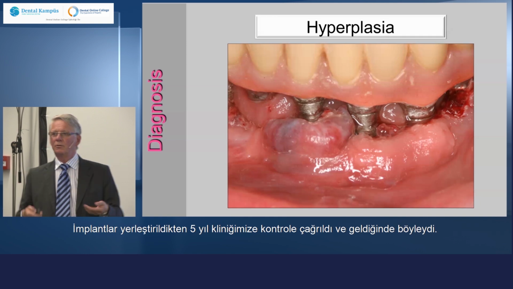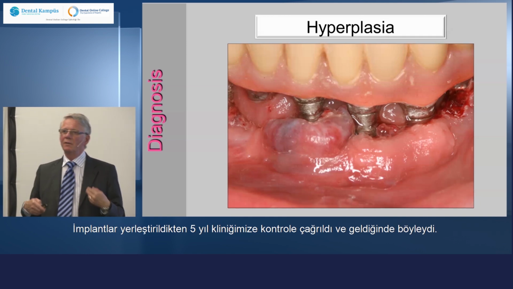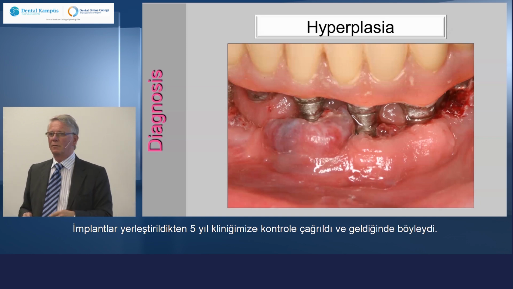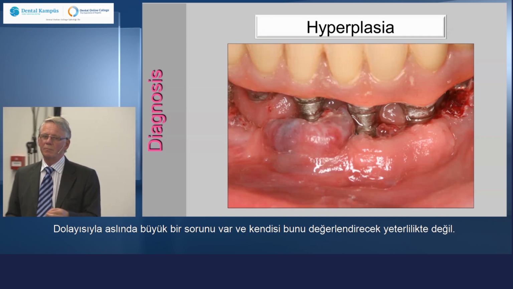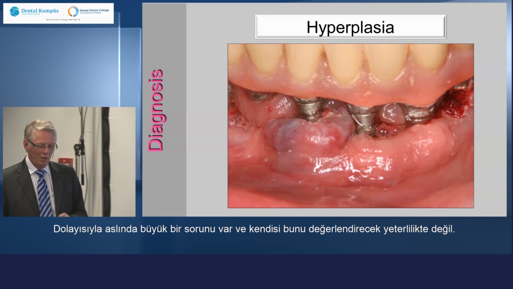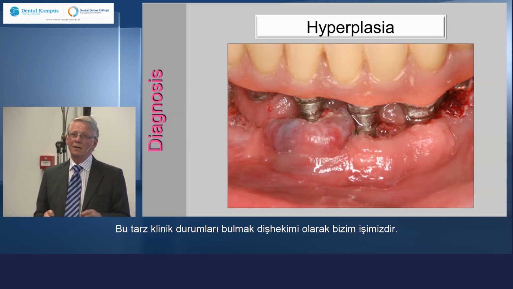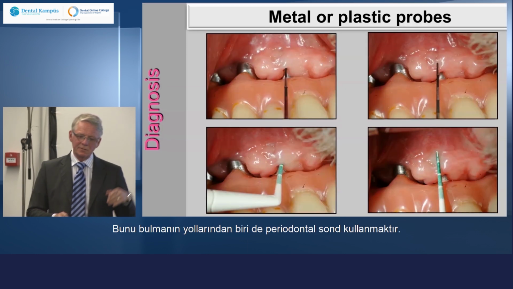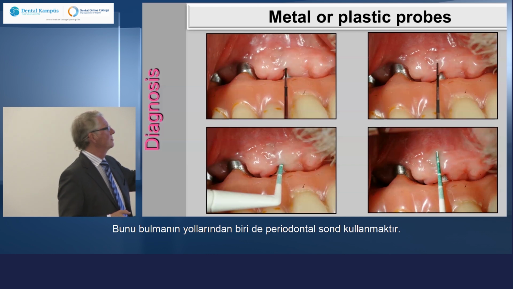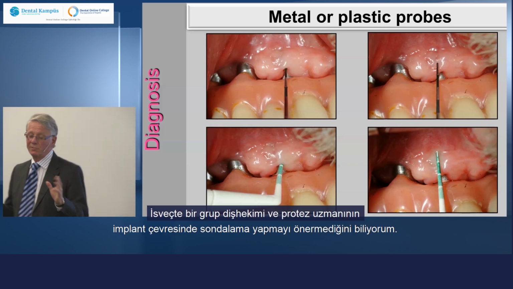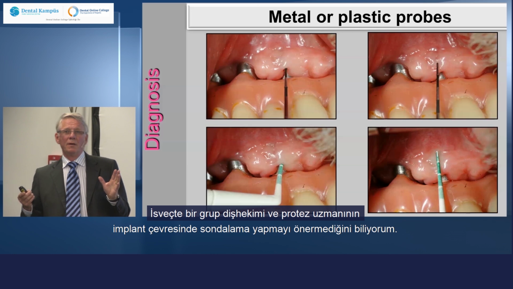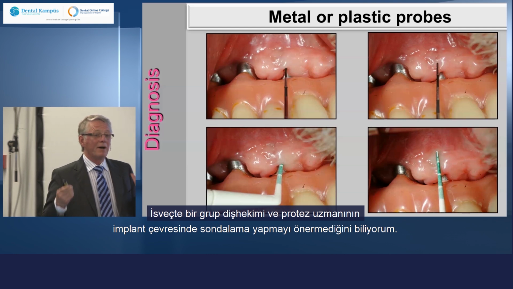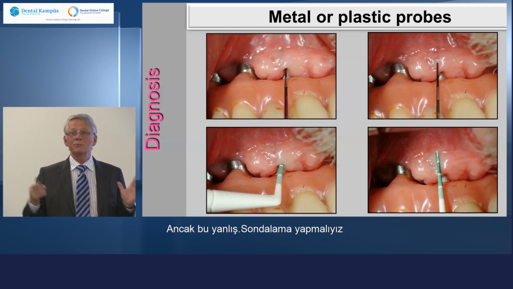He was recalled to our clinic 5 years after the implants had been placed, and this is the way he looked. So of course he has a huge problem, but he is not capable of finding it. So it's up to us as dentists really to find those clinical situations. And then one way of doing it is to use the probe. I know from the beginning, at least in Sweden, there were some dentists and prosthodontists that said it is not advisable to probe around implants. And of course, this was wrong.